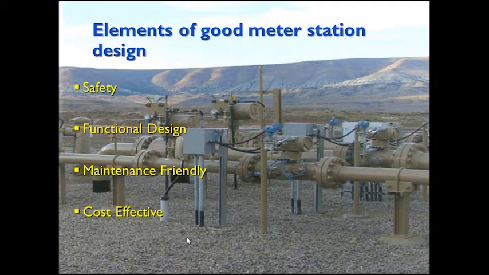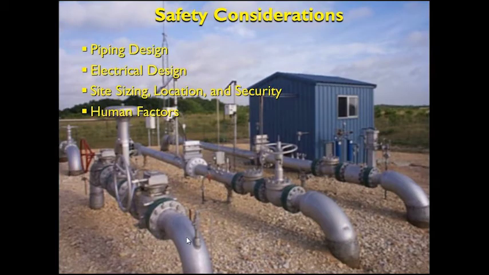As I thought about what goes into defining a good meter station design, I found that there were 4 categories that we need to focus on. The first would be safety. The second would be the functional design. Thirdly, the facility has to be maintenance friendly. And then finally, as most project engineers would say, it has to be cost effective. Usually project engineers are focused on price and schedule, getting the project in.